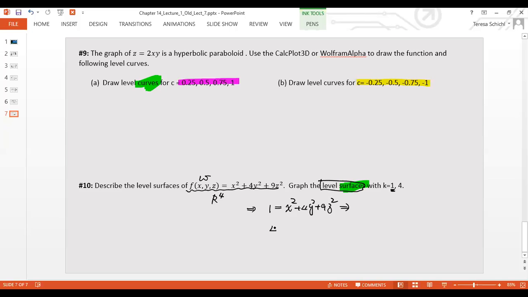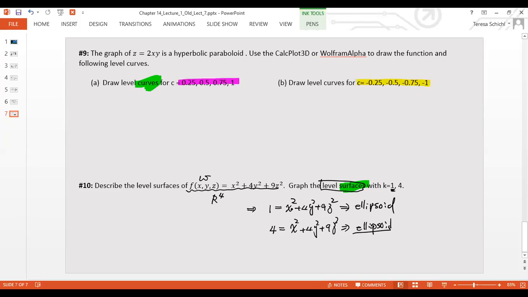The same way, if the level curve is 4, you have x squared plus 4y squared plus 9z squared. This is going to give you an ellipse. It's not an ellipse, it's an ellipsoid, right? Ellipsoid, so it's 3D. So we call it an ellipsoid here. Based on the formula, we say this is an ellipsoid.